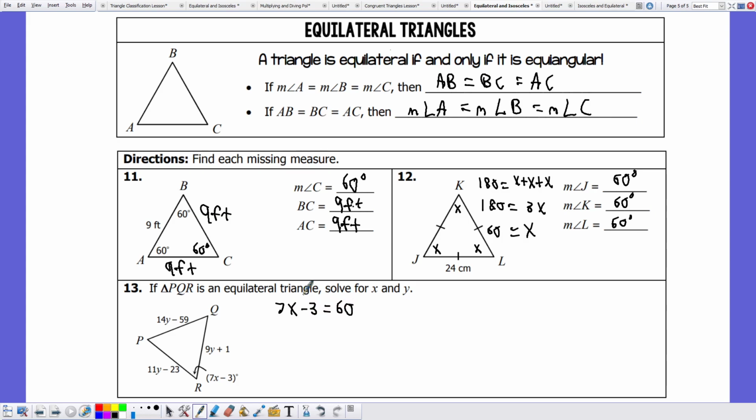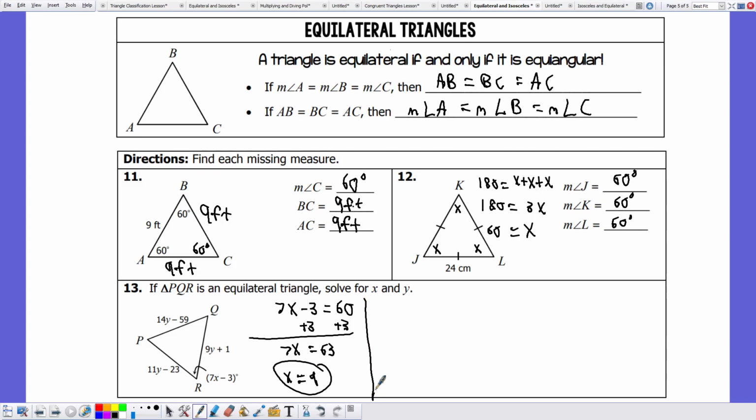You could have said, oh, all the angles must be 7x minus 3, because all the angles are the same. And then say 7x minus 3 plus 7x minus 3 plus 7x minus 3 is equal to 180. That would have been a lot more work. It's much easier to do it this way. So, add 3 on both sides to get 7x equals 63. And then, by dividing by 7, we see that x is equal to 9. Now, that was pretty easy.